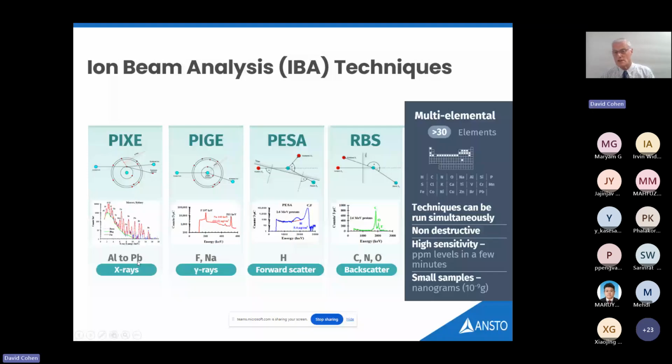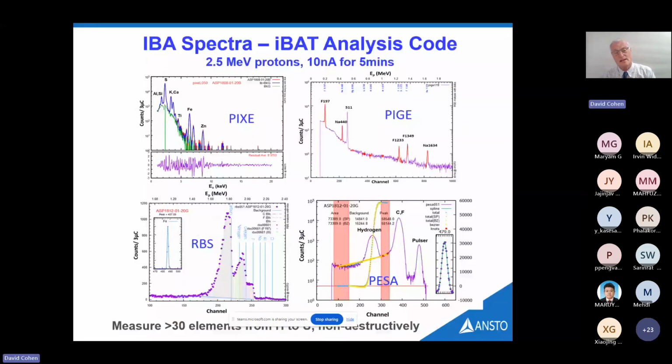And you can do all these non-destructively with high sensitivity, parts per million sensitivity, in a few minutes, and you can measure very small sample sizes. You can measure samples as small as 10 to the minus 9, a nanogram of a sample. And that is ion beam analysis, a very powerful analysis technique. Let's have a look at this a bit closer.